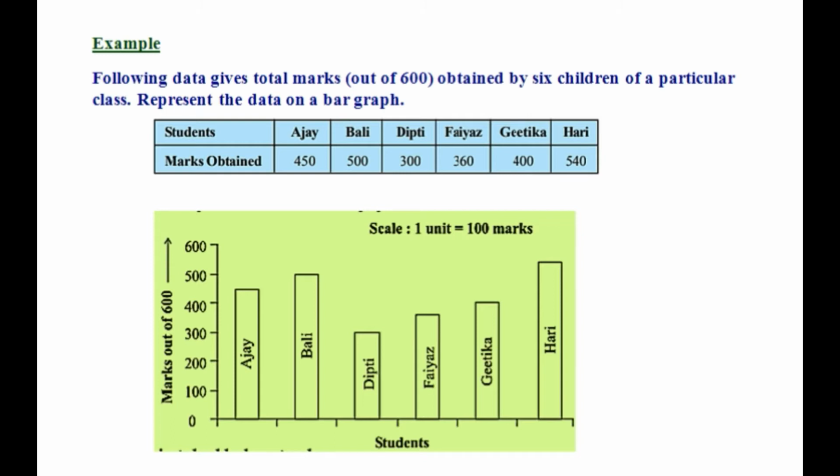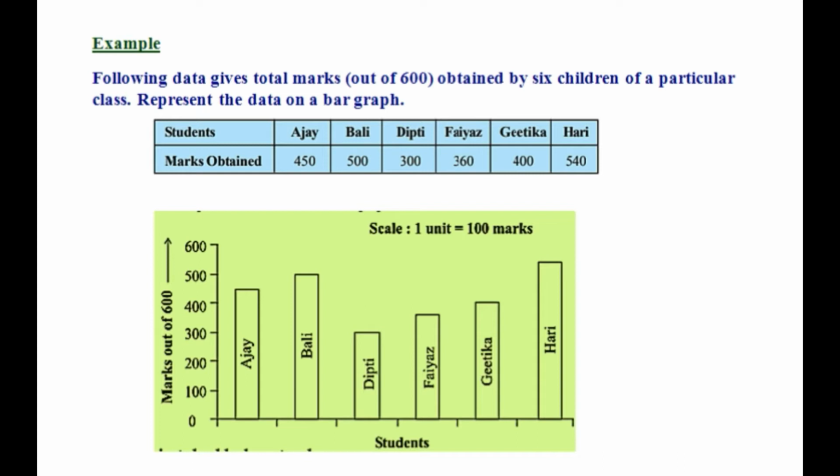You see the graph. I have taken the scale 1 unit equal to 100 marks. That means one unit has 10 small divisions. So one division is 10 marks.